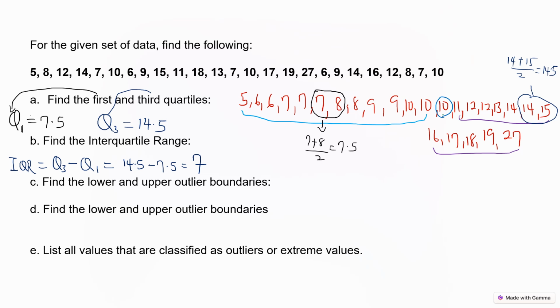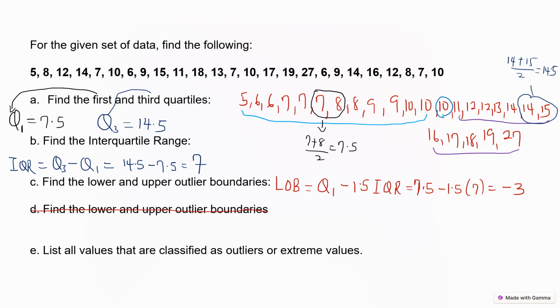Next, find the lower and upper outlier boundaries. For the lower outlier boundary, I'm going to use LOB. The formula is Q1 minus 1.5 times IQR. Q1 is 7.5, minus 1.5 multiplied by the interquartile range, which is 7. So this gives negative 3.